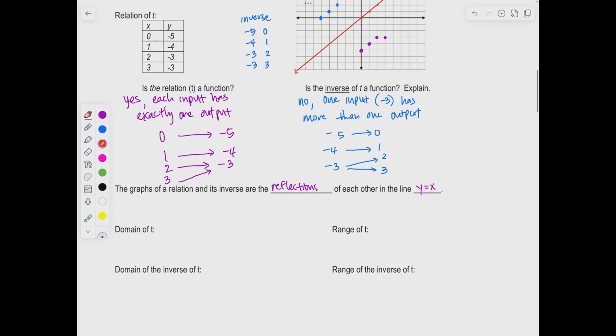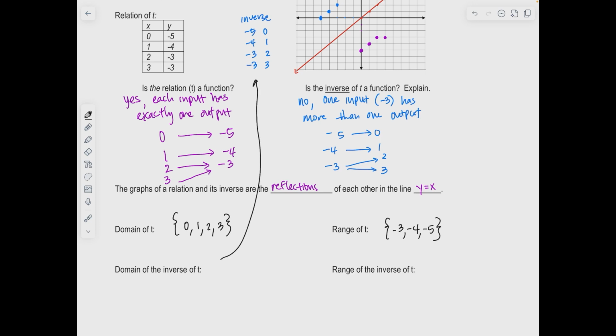Domain. The domain of my relation is the set of all input values. In this case, it's a scatter plot, so instead of being all real numbers, my domain is just 4 values: 0, 1, 2, and 3. And the range is the set of all my y values: -3, -4, and -5. Now, the domain of the inverse, I'm just going to draw an arrow. There's my domain, there's my range. The domain is -3, -4, and -5, and the range is 0, 1, 2, and 3.